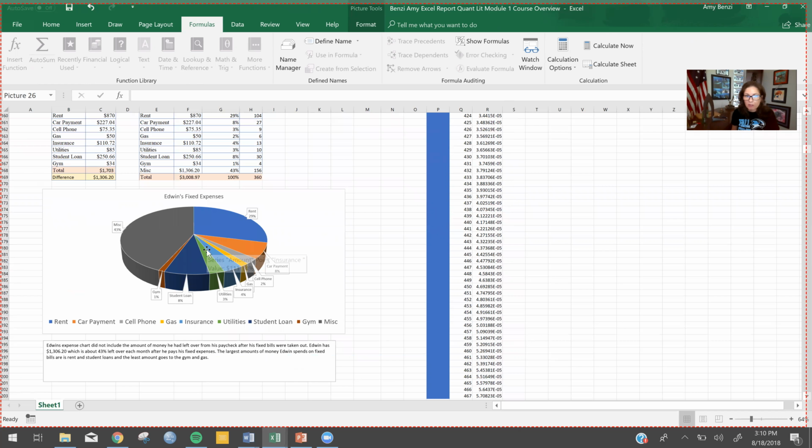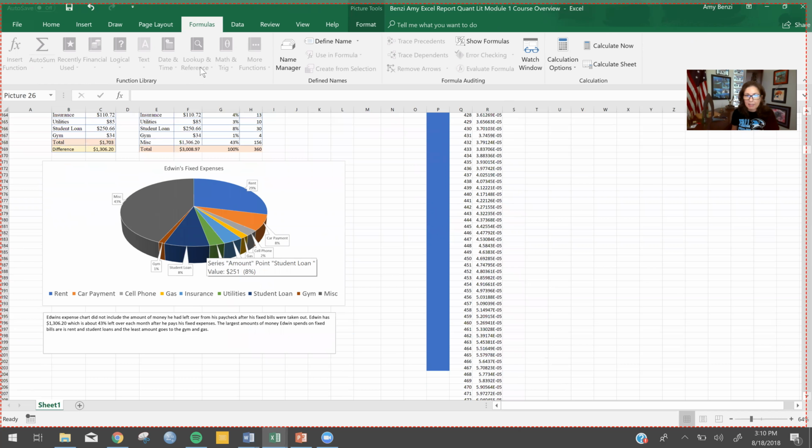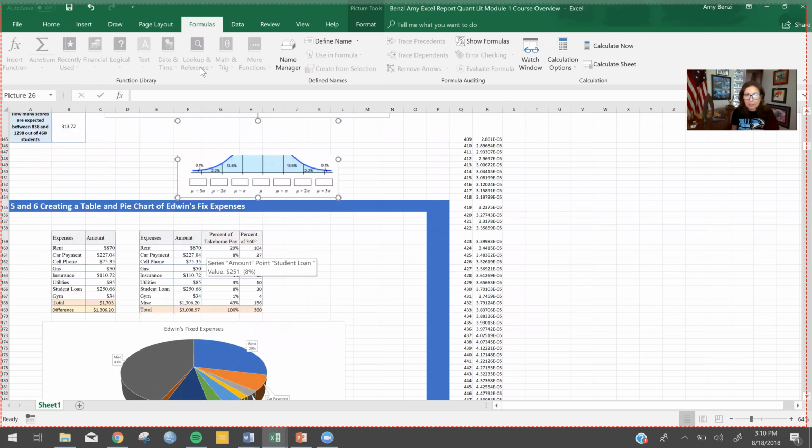That's my Zoom report for Module 1 exam. Don't forget, always show your formulas within your Zoom report. Very important to show those formulas.